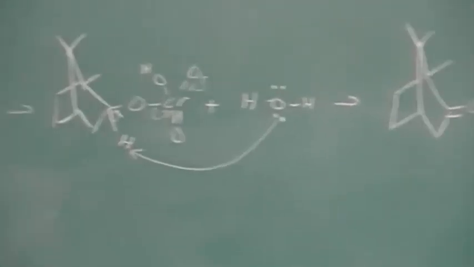So in organic, we talk about oxidation reduction in terms of oxygens and hydrogens. Oxidation is the gain of oxygen or the loss of hydrogen. In this case, it was the loss of hydrogen.